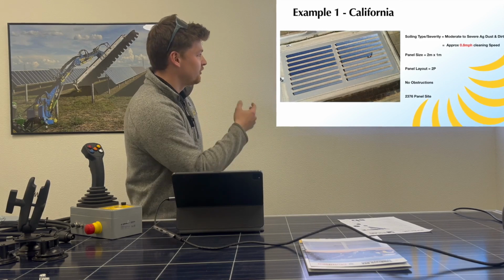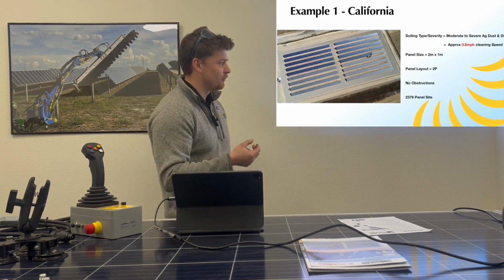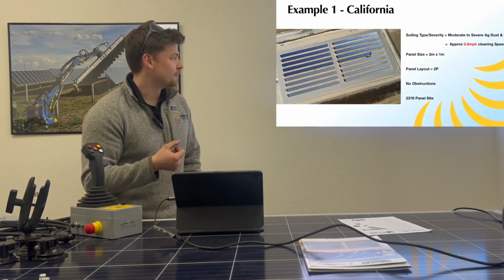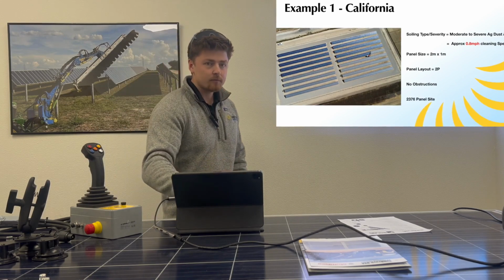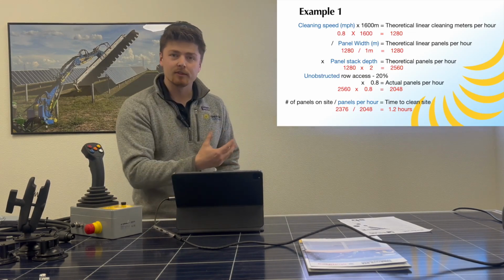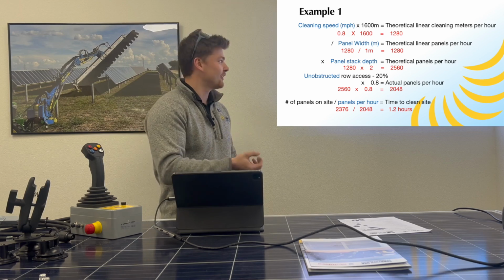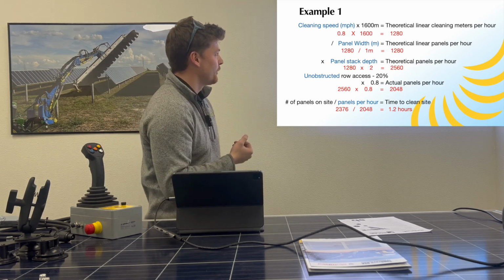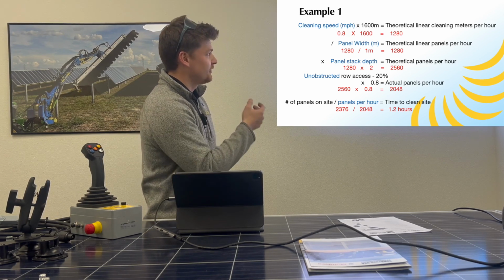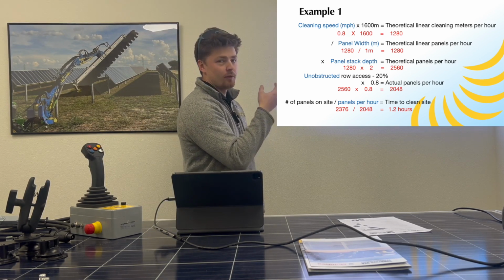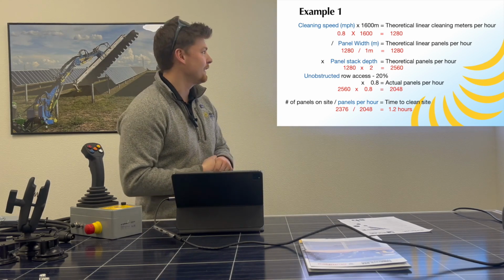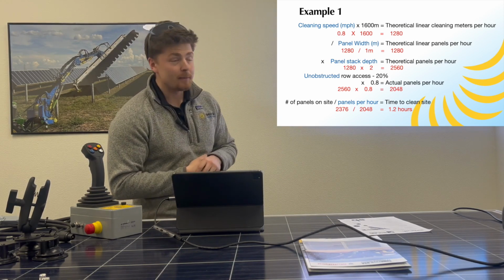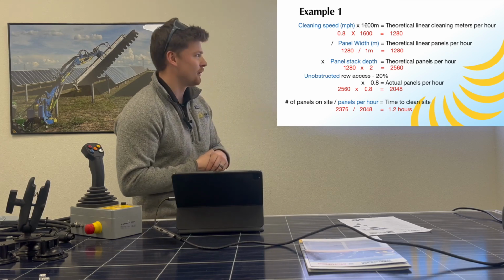We've got no obstructions. It's a beautiful site, and the panel count is 2,376. That is the amount of panels on the site, and using that information, we can of course just plug it in to that basic calculation process that we've got. So cleaning speed 0.8 miles per hour times 1,600 means that we will theoretically pass 1,280 meters for every hour that we're cleaning. Panel width is 1 meter, so 1,280 divided by 1 is 1,280.